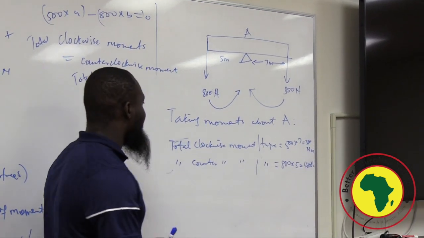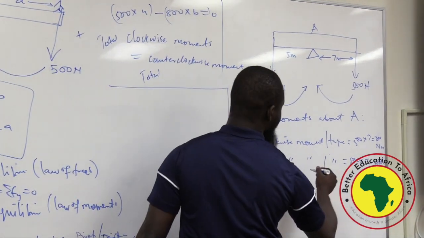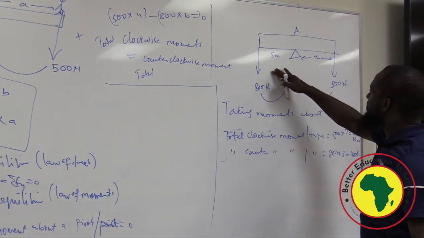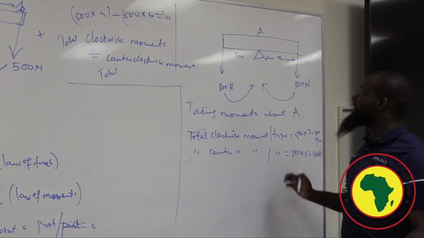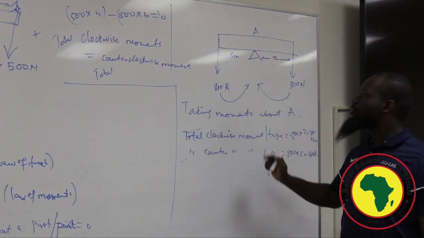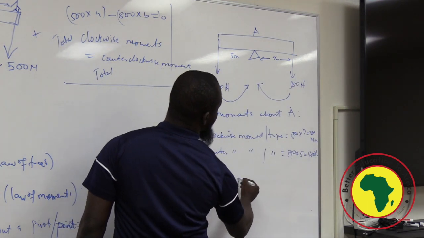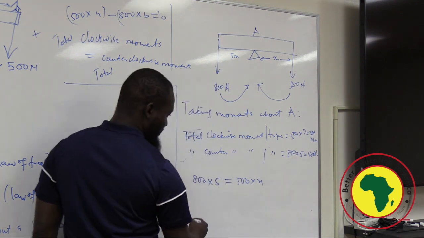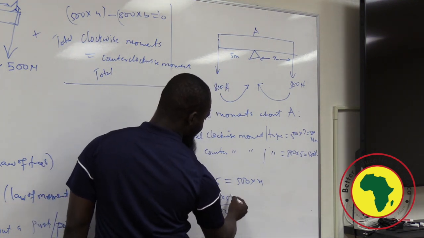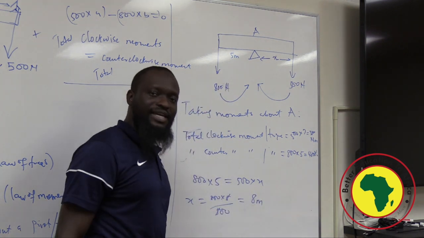So I'll give an example like that. So let's now say we want the system to be in equilibrium. So let's say this guy is 5 meters. So what distance will this guy be, x, for this system to be in equilibrium? For this system to be in equilibrium, clockwise moment and counterclockwise moment now have to be the same. So I will say 800 times 5 must equal 500 times x. So what will be x? 800 times 5 divided by 500. Okay? That will be 8 meters. So x has to be 8 meters.